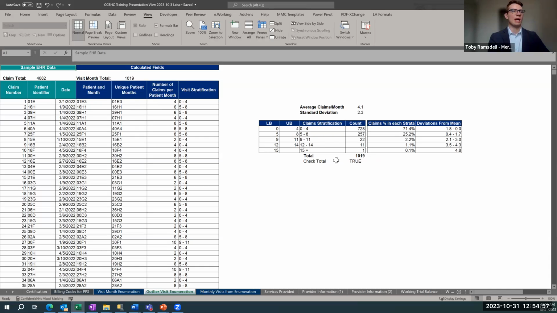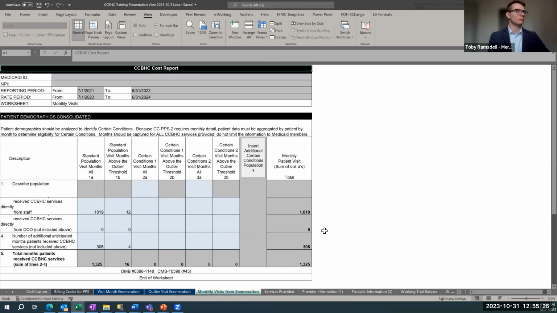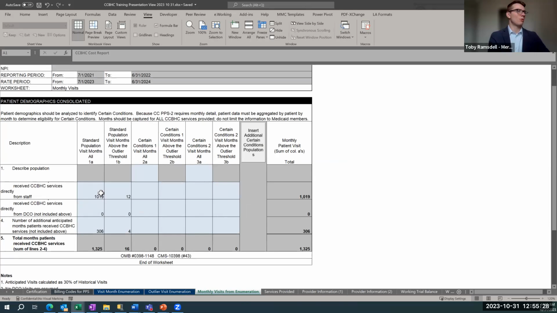Then I can look at my outlier claims stratification and see that I had 11 plus 1 claims that were over 12 claims in a month. So that's the unique patient months where the patient had over 12 encounters at the CCBHC. So I should have 12 visits over the outlier threshold, and I can see that that's the case here. So I've reported my 1,019 visits as the standard population, which includes all visits for that population.